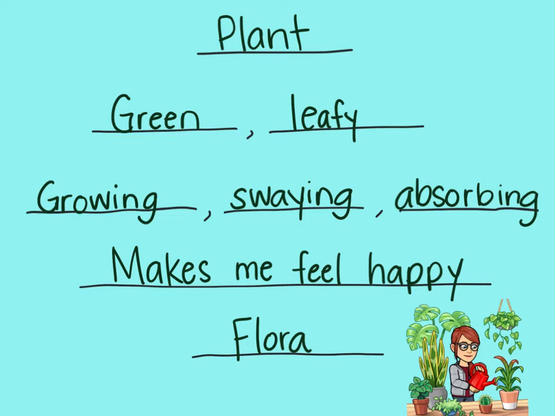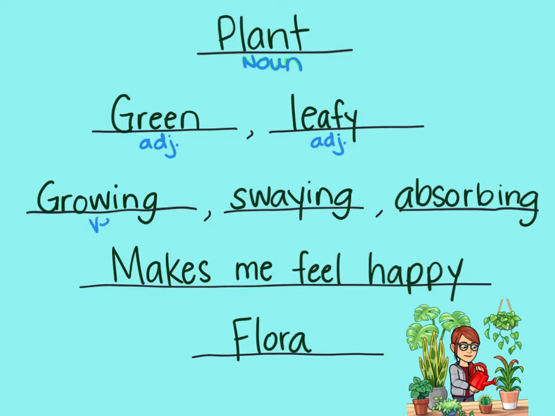Flora. So first I started with a noun. It's kind of hard to see. There we go. I started with a noun, plant. Then I thought of two adjectives to describe plants. So I thought, well, they're green and they have leaves, so they're leafy.